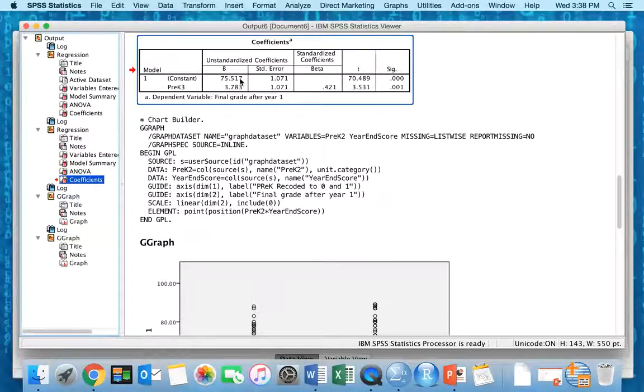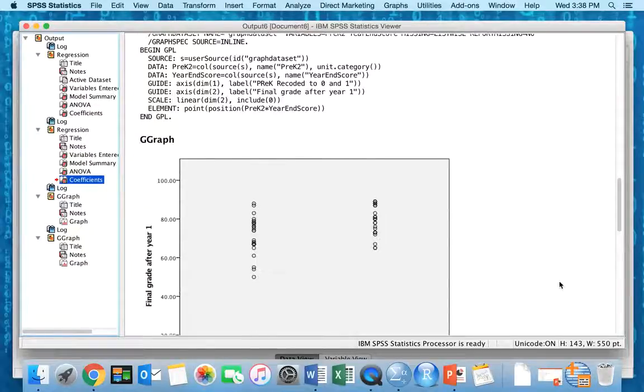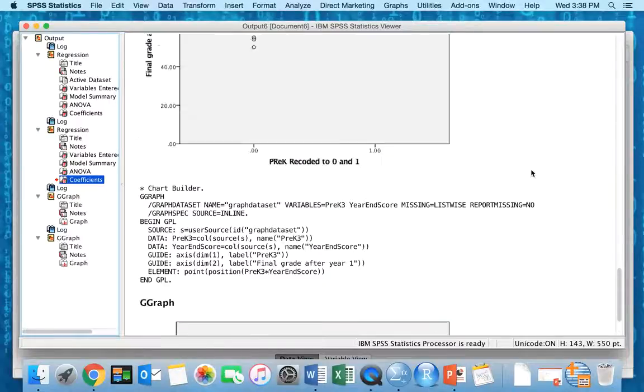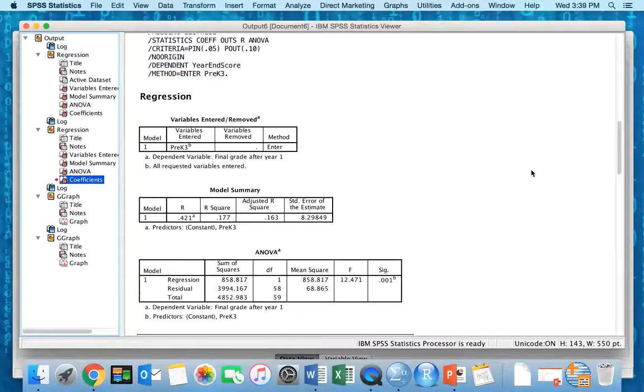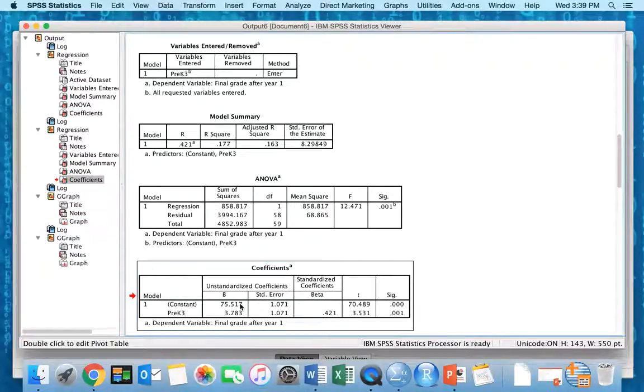That leaves the y-intercept. The y-intercept here is still the value of y at x equals 0. So it's at this point here in the middle. And therefore, it makes intuitive sense again that this is the grand mean. The grand mean is just the mean of y, the mean of final grade after year 1. So 75.517 is just that overall mean of the dependent variable.